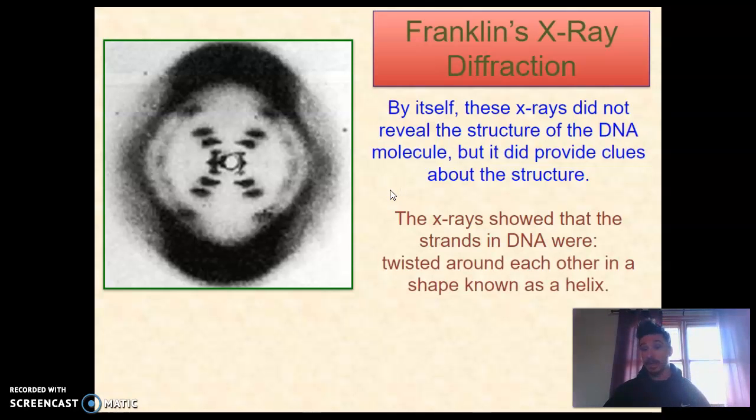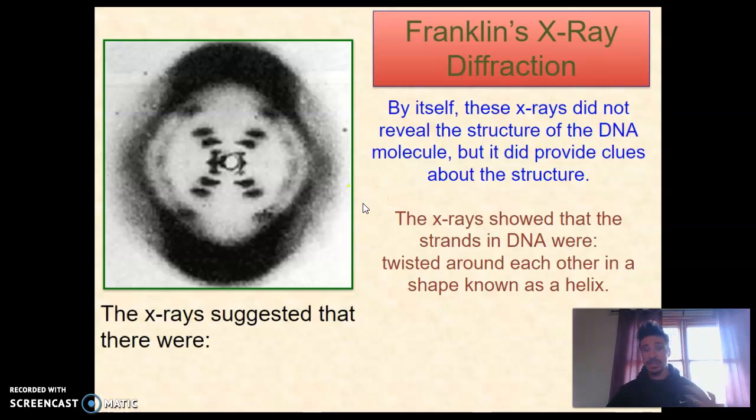Now, the X-ray does show, which you see here, that strands of DNA were twisted around each other in a shape that we would call a helix, right? Like a winding staircase, like you see the molecule on my desk. And the X-ray suggested that there were two strands in the structure of DNA. So DNA would be coined double-stranded.